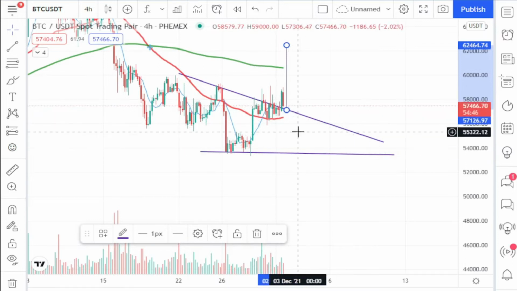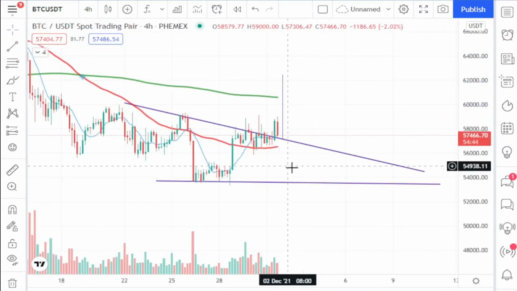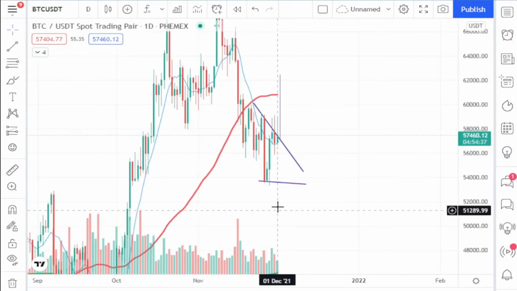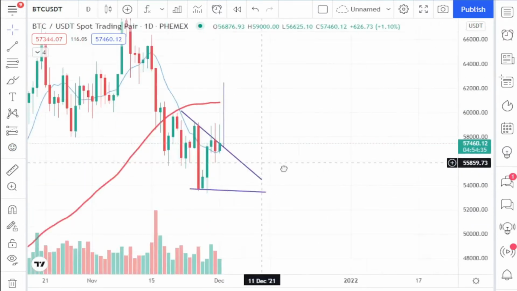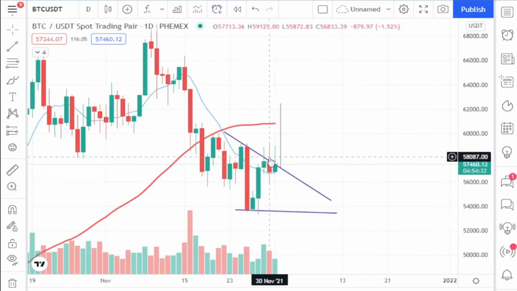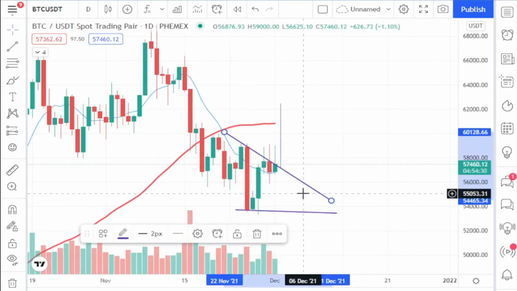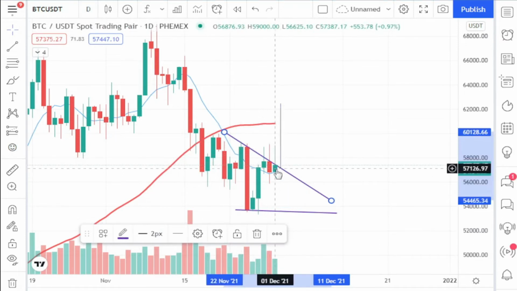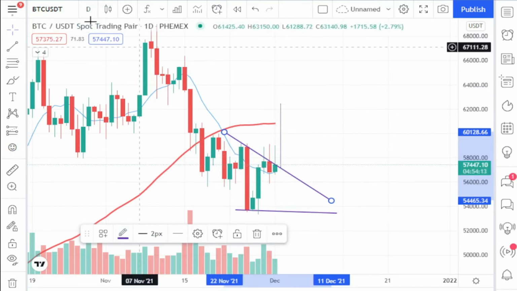So now we are on the 4-hourly time frame. What I just wanted to update you on in this video is that for Bitcoin to absolutely take off from here, we need to close on the daily time frame above this resistance level. We need to close above this resistance level on the daily time frame. This is on the daily time frame. On the 4-hourly time frame, we closed above the resistance level, but on the daily time frame, you can see that the price is moving back downwards.